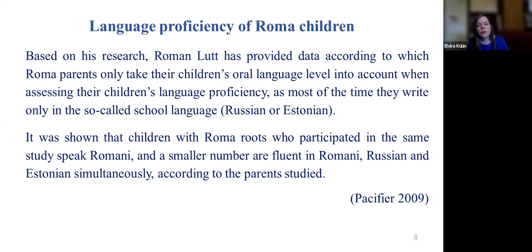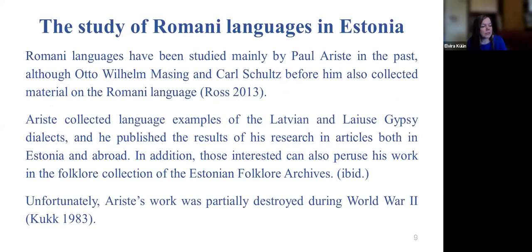Ja kes on siis uurinud mustlaskeeli? Minevikus on seda teinud peamiselt Paul Ariste, kuigi enne teda kogusid mustlaskeele ainest ka Masing ja Schulz. Ariste kogus keelenäiteid Läti ja Laiuse mustlasmurrete kohta. Oma uurimistulemused avaldas ta artiklitena nii Eestis kui ka välismaal. Lisaks on huvilistel võimalik tema tööga tutvuda ka Eesti Rahvaluule Arhiivi rahvaluulekogus. Kuid kahjuks on Ariste töö teise maailmasõja ajal osaliselt hävinud.